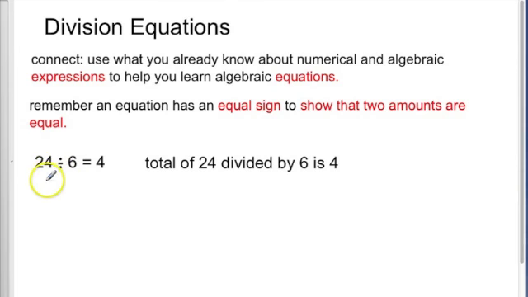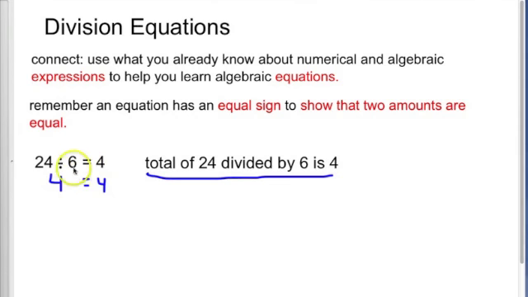For this example, 24 divided by 6 equals 4. And we can see that 4 is equal to 4. We can also say that the total of 24 divided by 6 is 4. So we're going to make sure that we keep this in mind as we're working on our equations today.